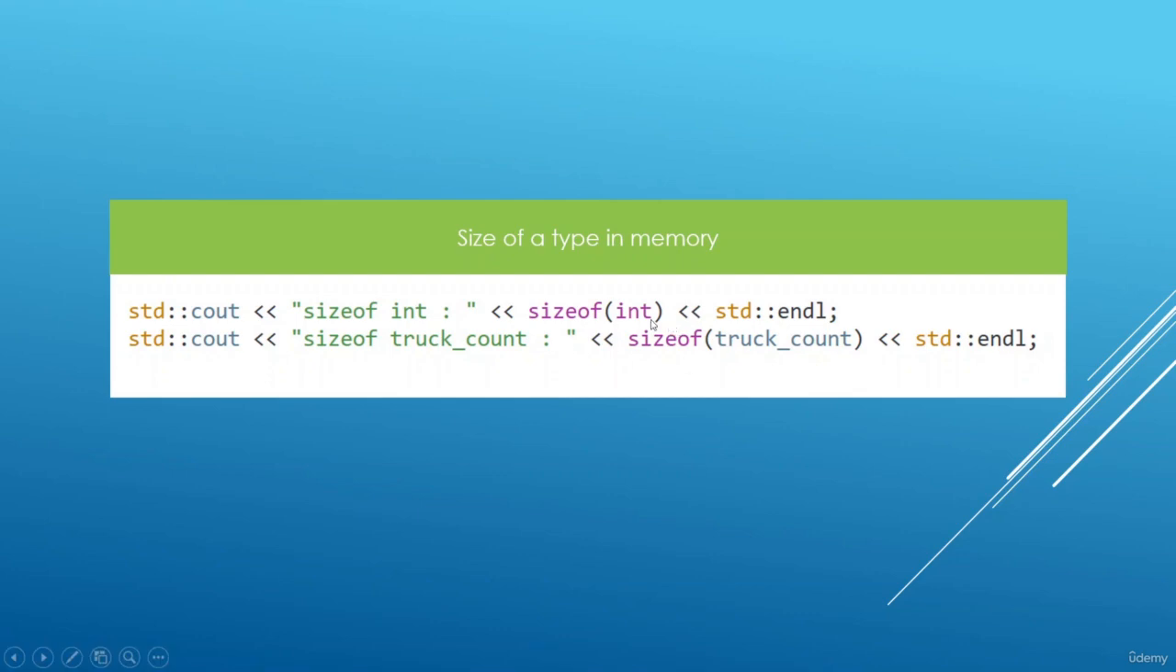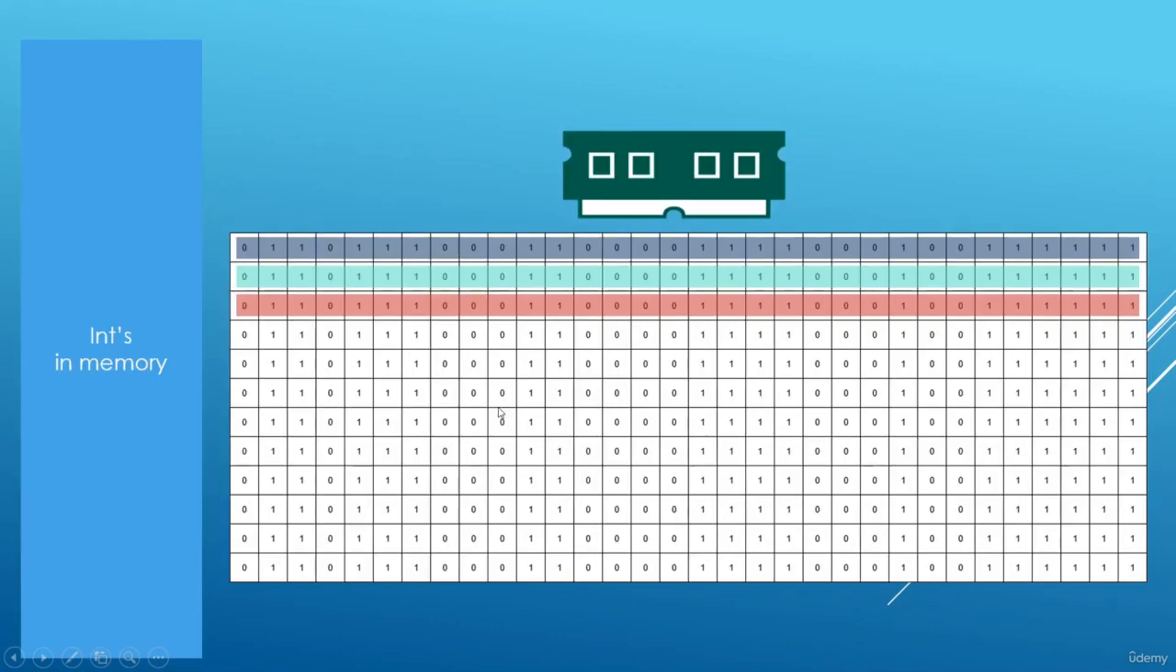We can either pass int explicitly like this, or we can pass a variable name, and it is going to work equally well. Okay, ints are mostly going to take up 4 bytes in your memory, so here we have a representation of 3 ints in memory. If we go from this 0 to this 0, this is going to be exactly 4 bytes, and this is how it may look in memory.